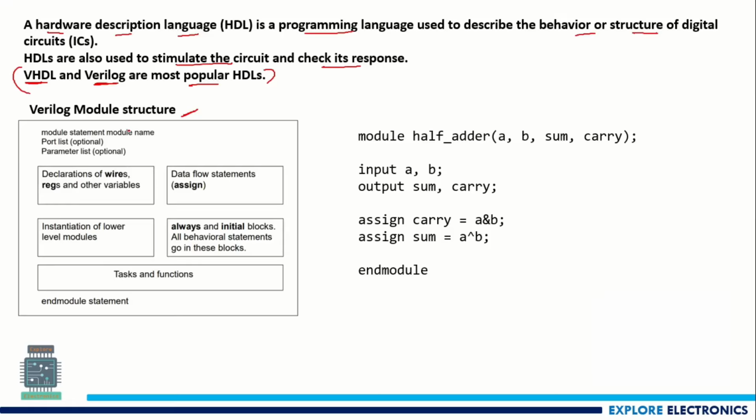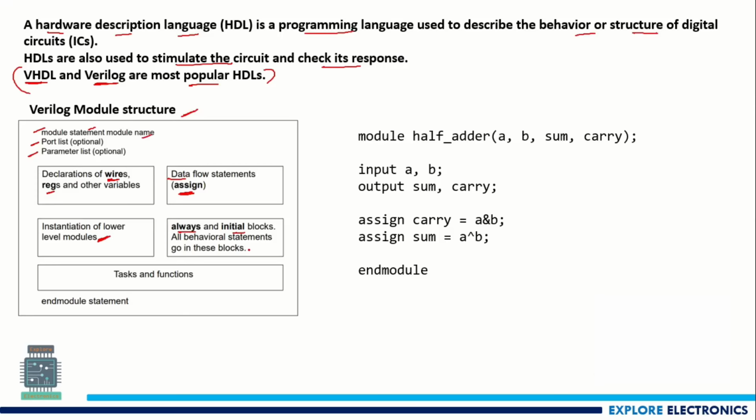Here is the Verilog module. It consists of the module statement and a name, then port list, then parameter list if it is there. Similarly, port list if it is available. Then we are going to declare wires and registers if it is there. Then data flow statements with assign keyword and instantiation of lower modules can be there.